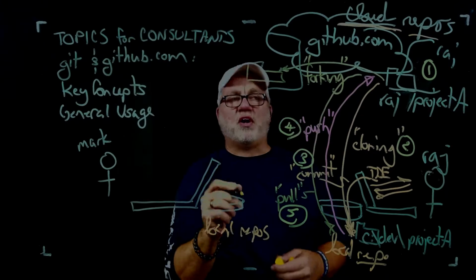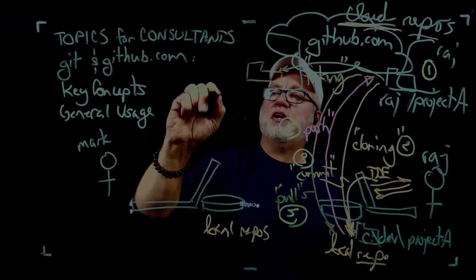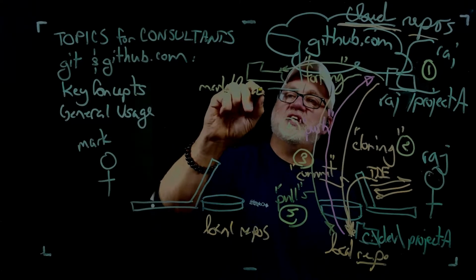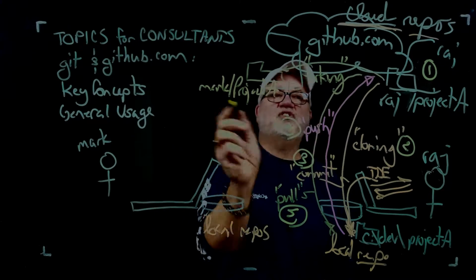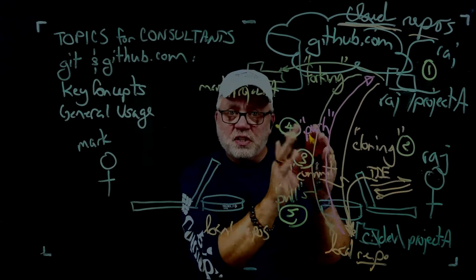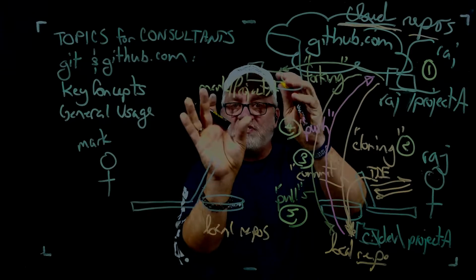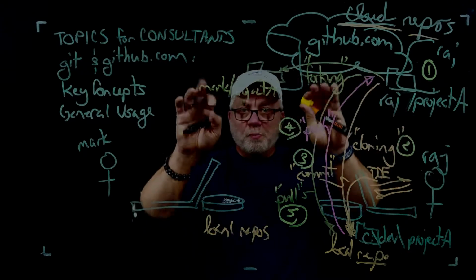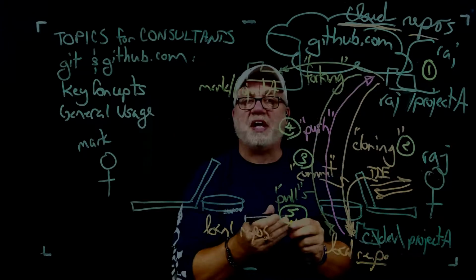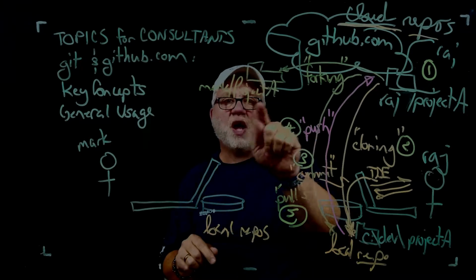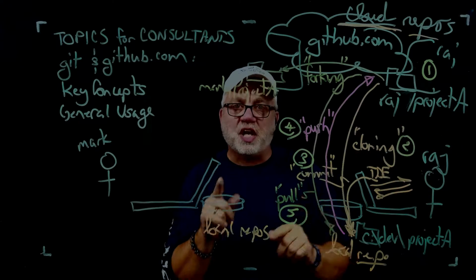When Mark forks, he ends up with a Mark/project A. It is an exact duplicate of Raj's. They're even linked. They're linked in one way, that if Raj ever wanted to go and get stuff out of Mark's repository, he could merge changes back into his own repository.